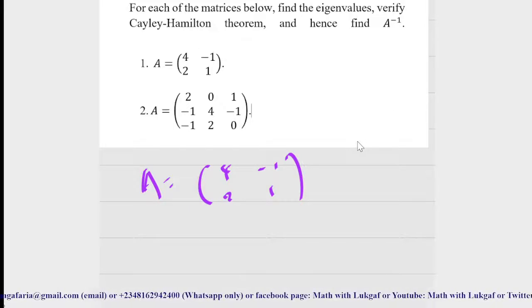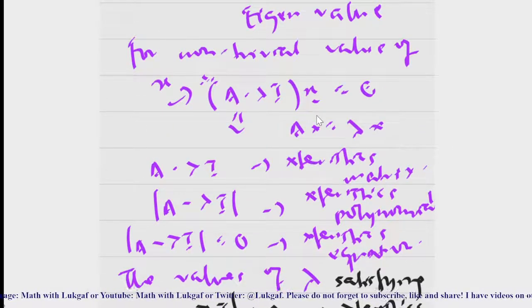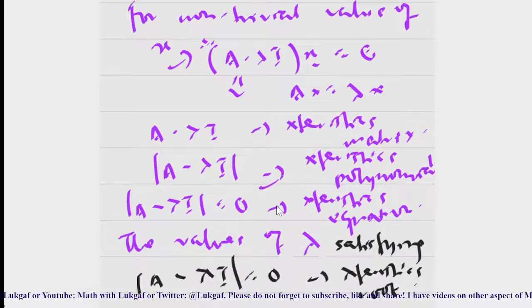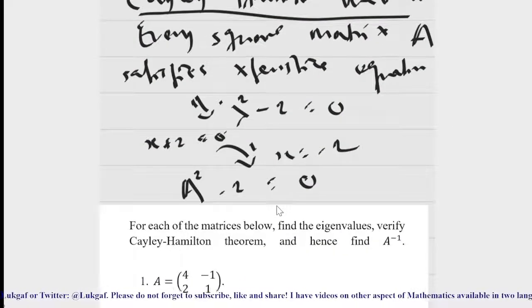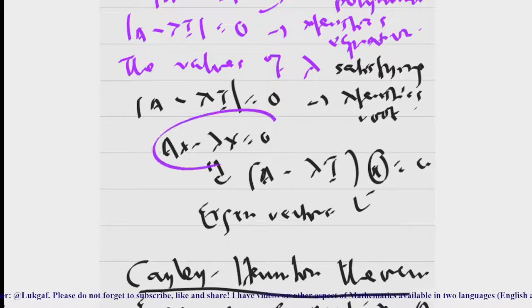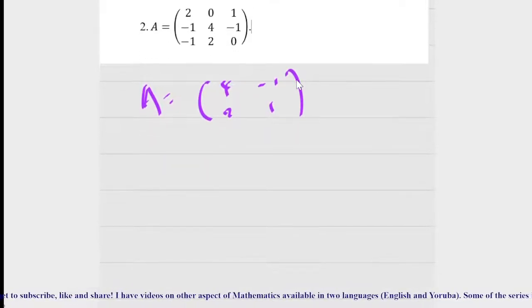Remember, before you can obtain your eigenvalues, it means you have to find your characteristic matrix, your characteristic polynomial, your characteristic equation, your characteristic root, and from that root you find the values of the non-trivial x that satisfy this equation. Okay, let us start. So I have A equal to 4, minus 1, 2, 1.